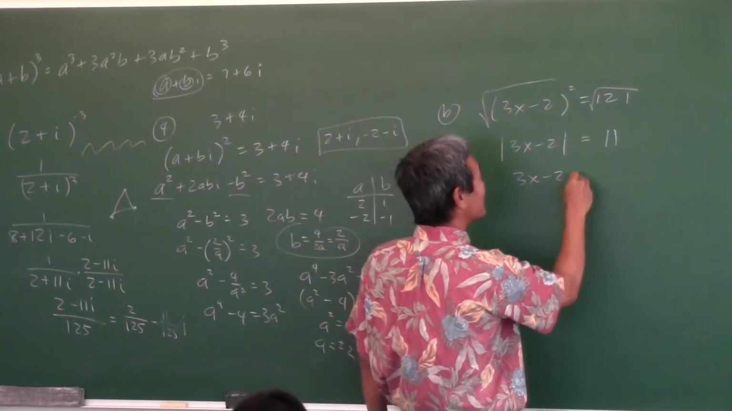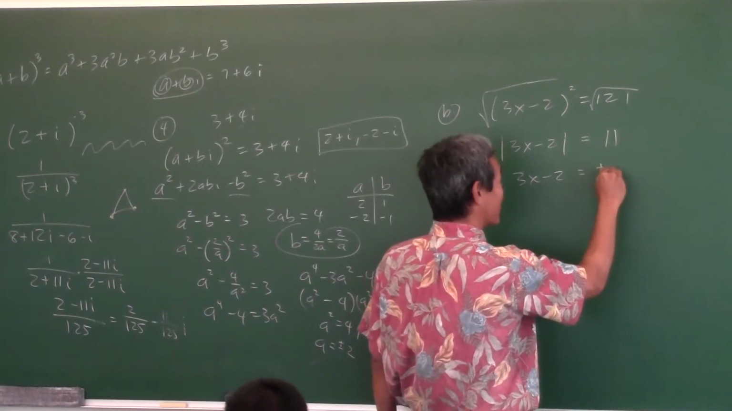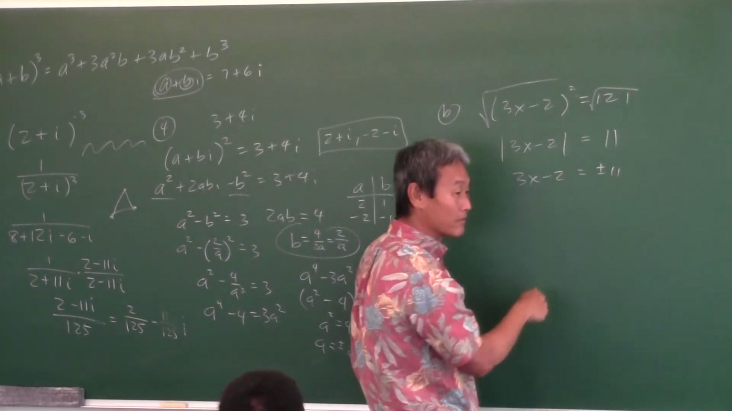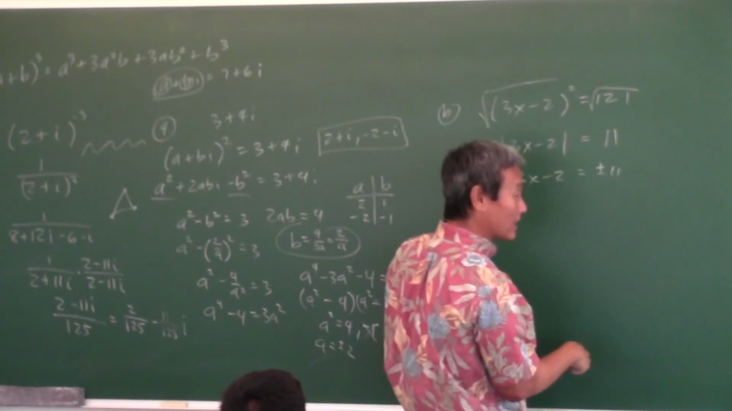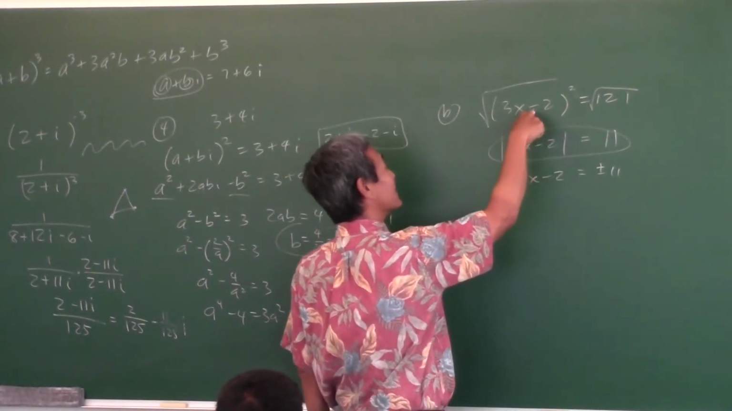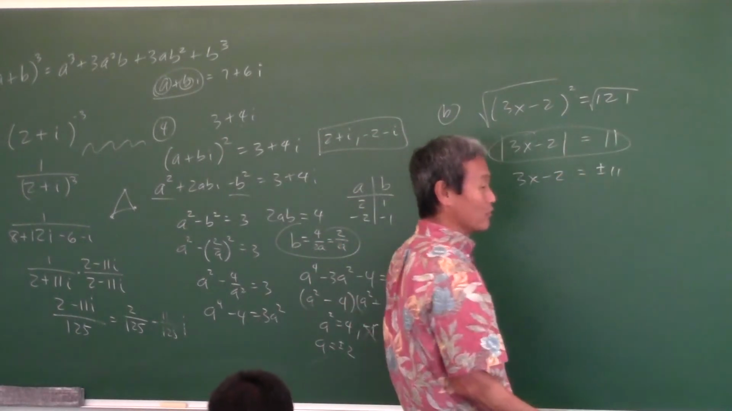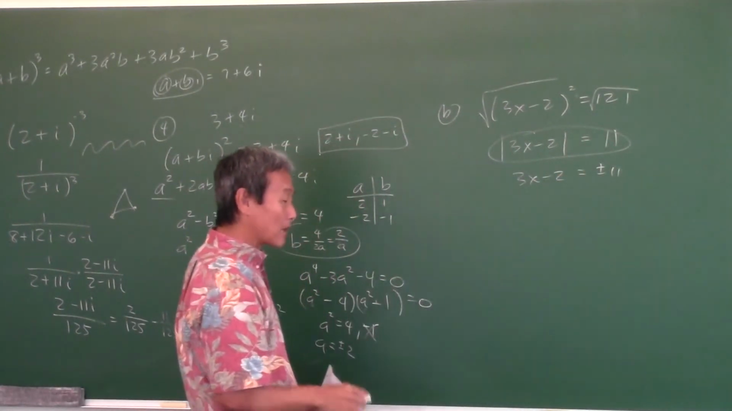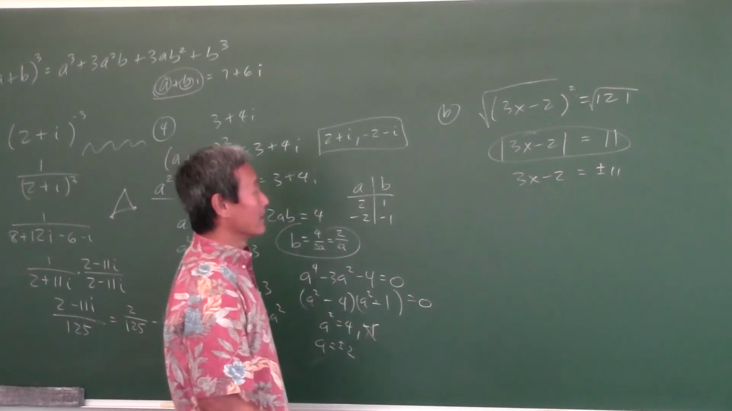Therefore, 3x minus 2 is equal to plus or minus 11. This plus or minus comes from the absolute value. Remember I told you last time, because when teachers do this, they usually skip this step, and that's why students think this is that, and that's 2 mistakes right there. A plus or minus comes from the absolute value. Can you take it from there?